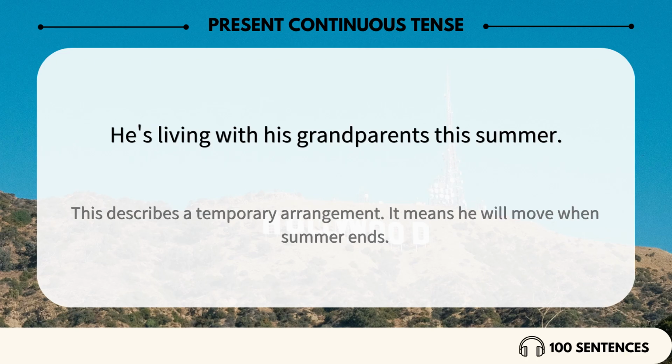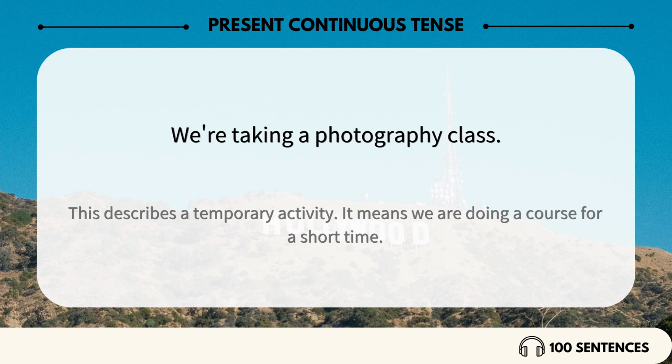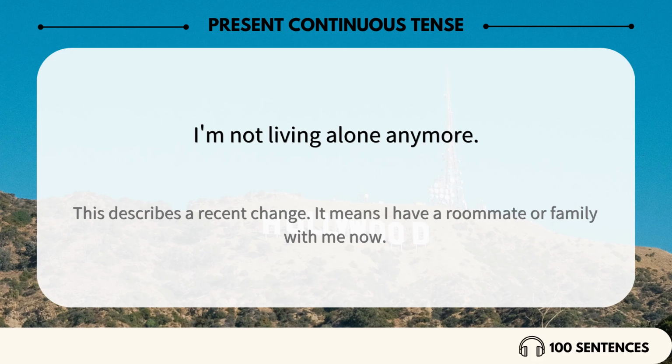He's living with his grandparents this summer. This describes a temporary arrangement. It means he will move when summer ends. We're taking a photography class. This describes a temporary activity. It means we are doing a course for a short time. I'm not living alone anymore. This describes a recent change. It means I have a roommate or family with me now.